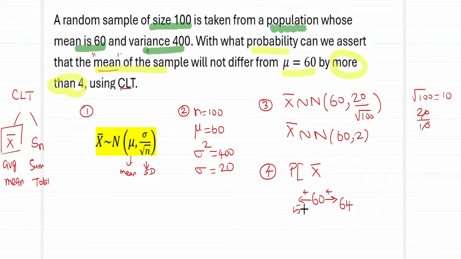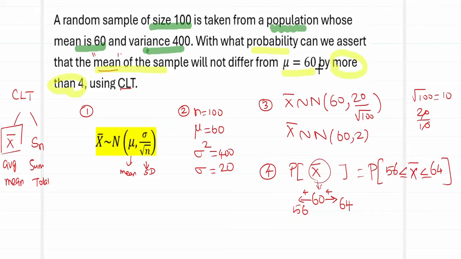I will arrive at 56. Say that this X bar cannot deviate more than 4 from my 60. So this says that probability of X bar has to vary between the lower limit 56 and the upper limit called as 64. So this is my question. So what is your step 4?